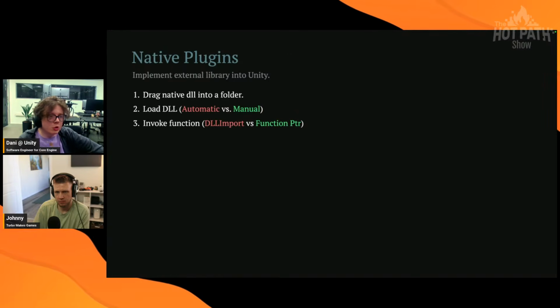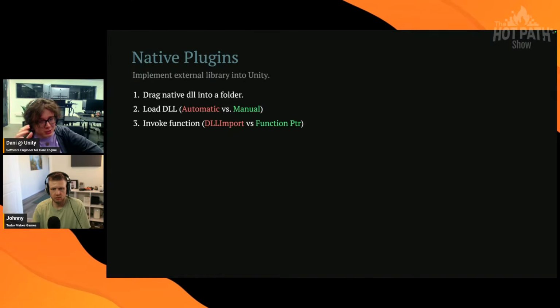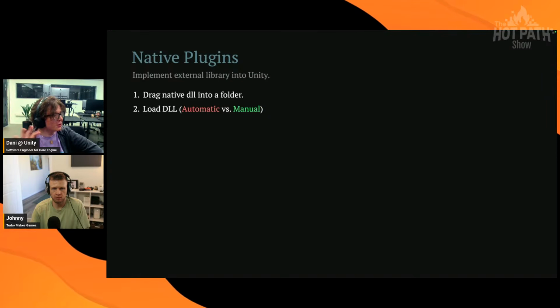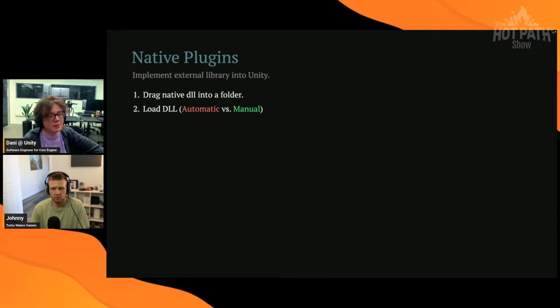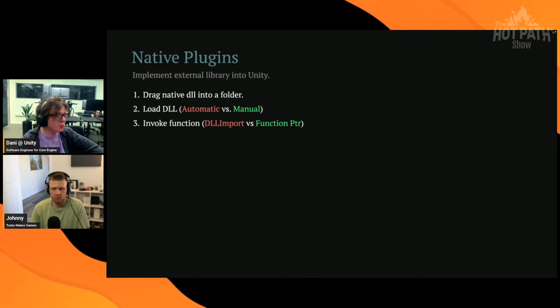Now, in Unity, there are two ways to be able to call C functions, and it's through DLLs. There's automatic loading, which is DLL import, which automatically tries to load it. And then there's a manual way of loading it, which I'll go into why that's nice. It basically comes down to the difference between using an attribute versus having a function pointer that you call.